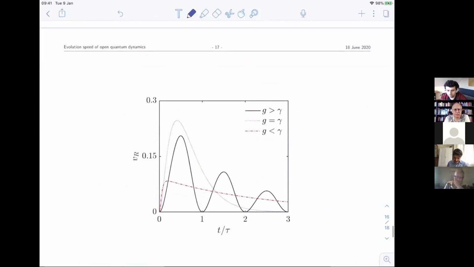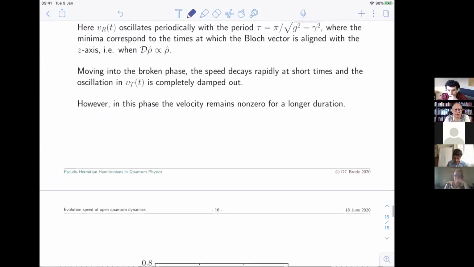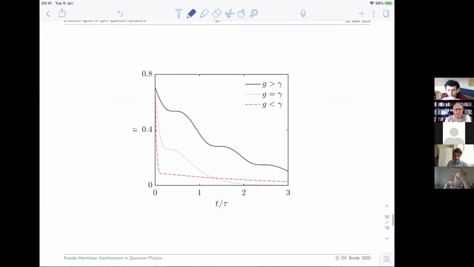So here, that's the velocity of the evolution. So the black one is the unbroken phase. So you have this oscillation, and then at the critical point, that's the blue dot, and then in the broken phase you get the red curve. So the speed reduces very rapidly and then lingers for a long time. Okay.